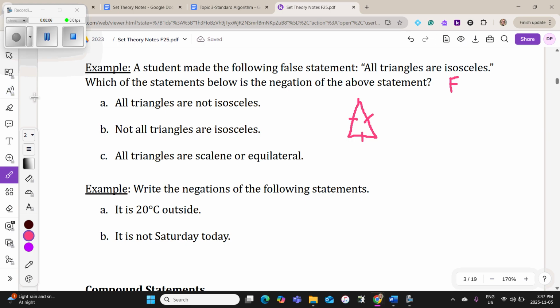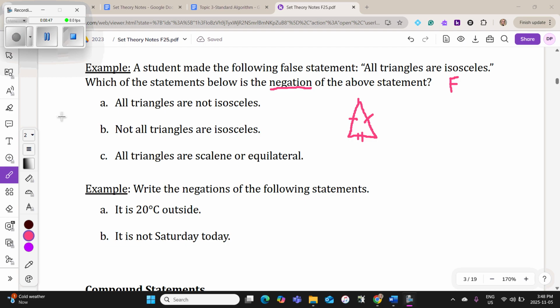We have equilateral triangles, which means all sides are the same. And we also have scalene, which means all sides are different. Oh, I forgot to put a double line. Okay, so two sides are the same, one is different for an isosceles triangle. So it says, which of the following is the negation? So remember that when we're talking about that negation, it has to have the opposite truth value. So we are looking for one that has the truth value of true.